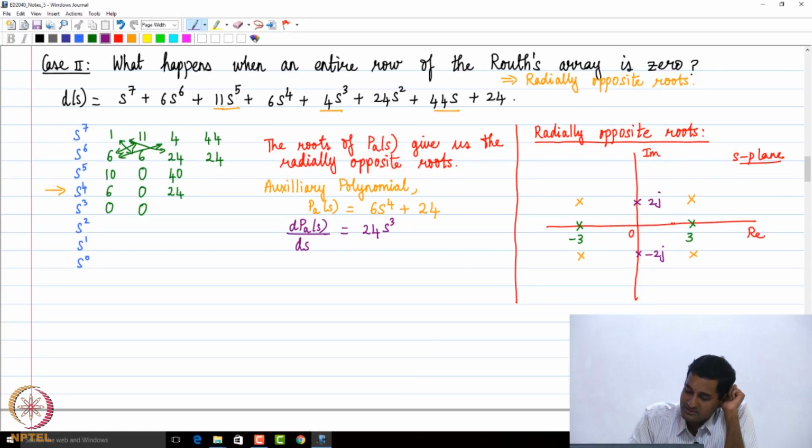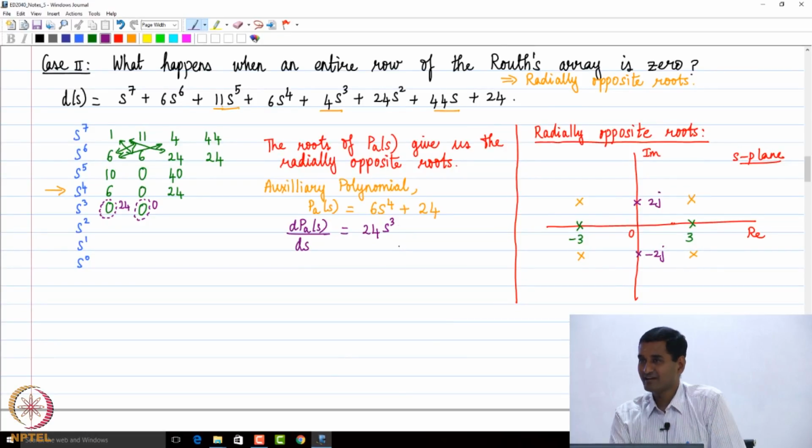So what I need to do is replace the 0 in the s cube row with 24. Of course, this other 0 I will keep as it is, because the constant term is 0, right? So using this process, in the s cube row the first element has been replaced with 24, but the second element still remains 0, okay. So I have to continue with that. Let's continue the process.